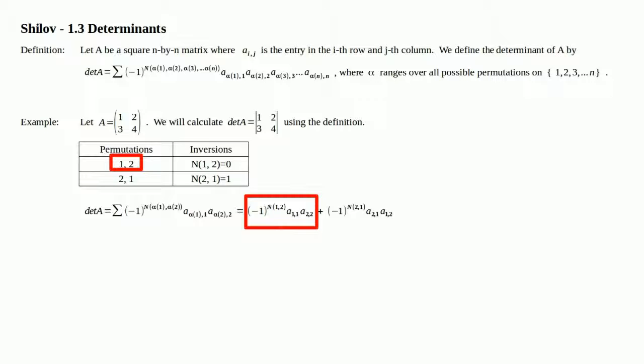Likewise, the second term in that sum comes from the other permutation, 2, 1, where we have negative 1 to the power, and the exponent is the number of inversions in that permutation 2, 1. The terms in the product, A21 and A12, come from that permutation 2, 1. So what we've done in this step is just plug in values. I plugged in numbers for the permutation.